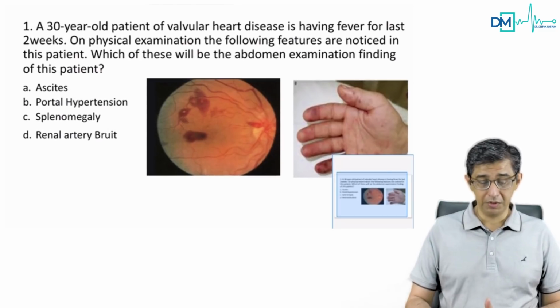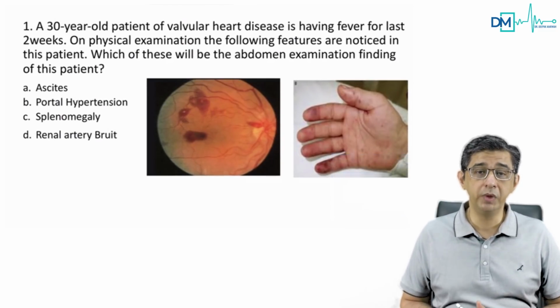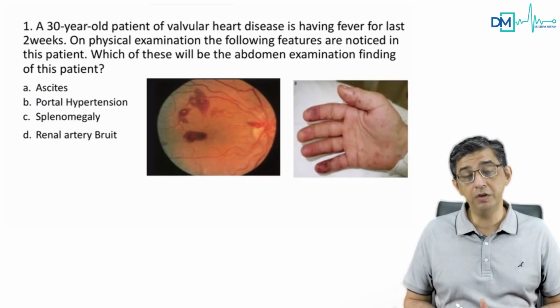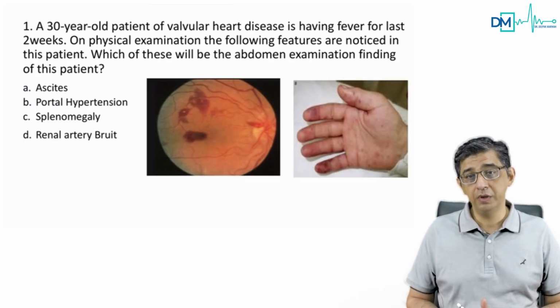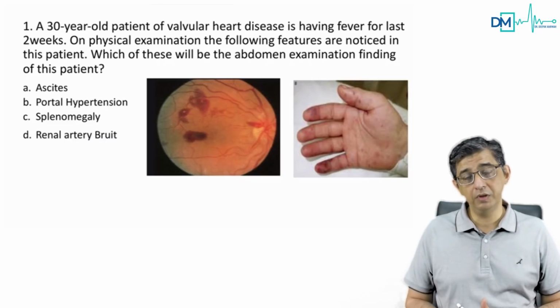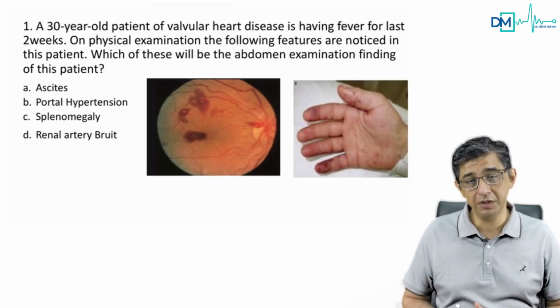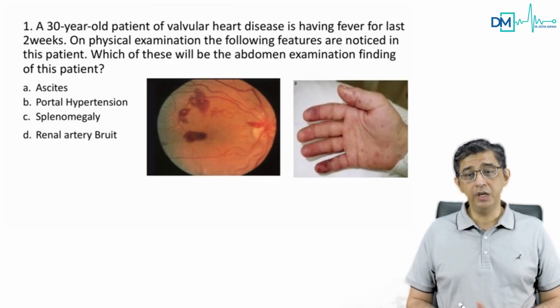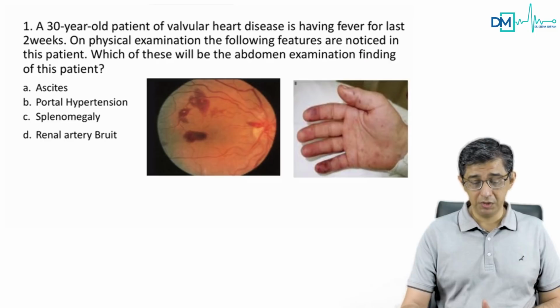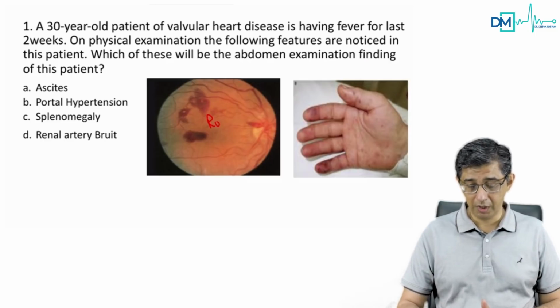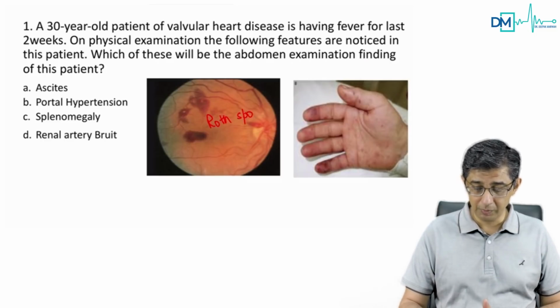Starting with the very first question, he has talked about a 30-year-old chap with valvular heart disease who has had fever for the last 2 weeks. Please appreciate that if you ever read the statement valvular heart disease, fever, you are always going to think in terms of infective endocarditis. Then he has given some examination findings in this patient, which are very characteristic: Roth spots, and you can also notice Janeway lesions on the palms.